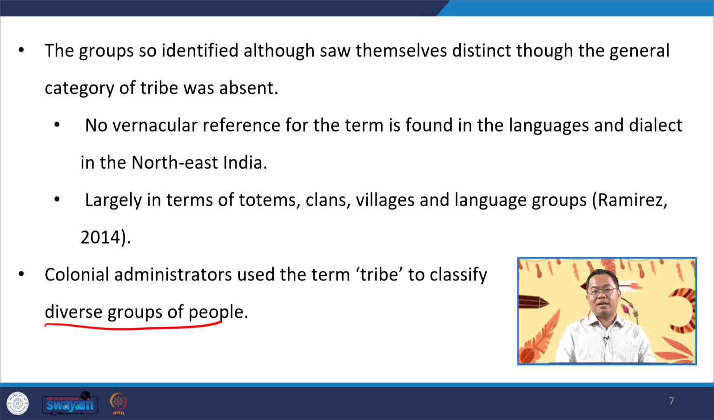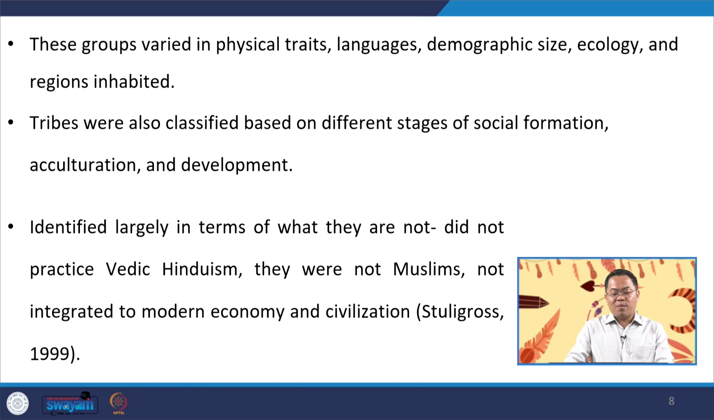in a sense that all these communities, whether they are big or small in terms of their population, more or less have their own distinct culture, their own distinct language, distinct customs, distinct traditions, different types of economic practices. Now, therefore, it becomes very convenient for the colonial state or for the Britishers to classify this very heterogeneous population into one category known as tribe. So, like I said, today communities who are identified as tribes vary in terms of their physical traits, their language, their demographic size, ecology and regions inhabited.